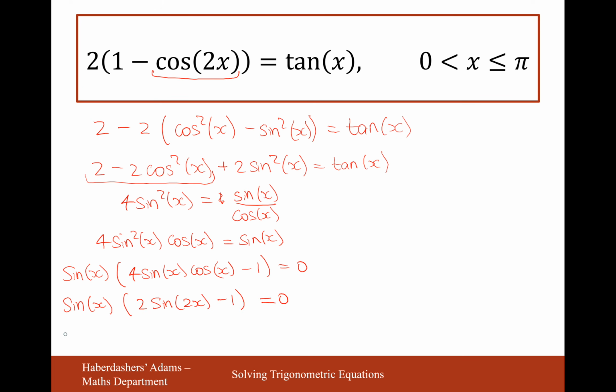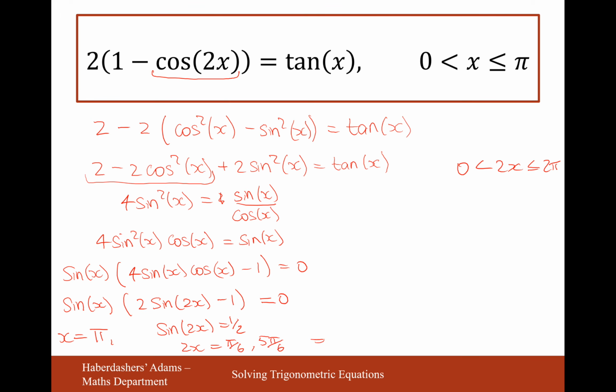So our baby equations are sine x equals 0, in which case we won't use 0 because that's not one of the solutions, or pi. And then we're going to have to double this angle for the little equation in the brackets. So it's going to be 0 to 2x all the way up to 2 pi. So it's going to be sine 2x equals a half. So 2x will equal pi by 6 and 5 pi by 6.